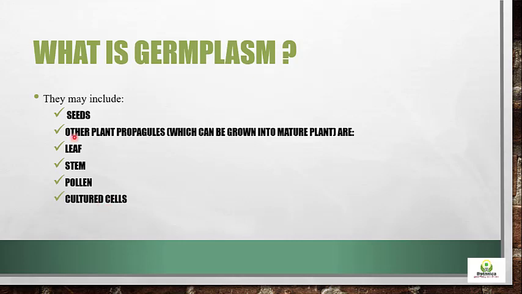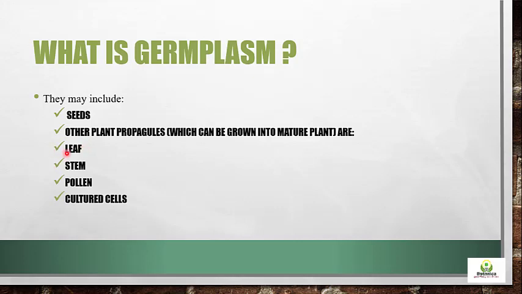For example, there is a leaf, and we have discussed in plant tissue culture that we can make a complete new plant from the leaf. We are isolating the cells from the leaf. Those cells will be cultured in a nutrient medium, and the callus will be formed, and from that callus we can induce somatic embryogenesis, and by somatic embryogenesis there is a chance of the production of a complete new plant.